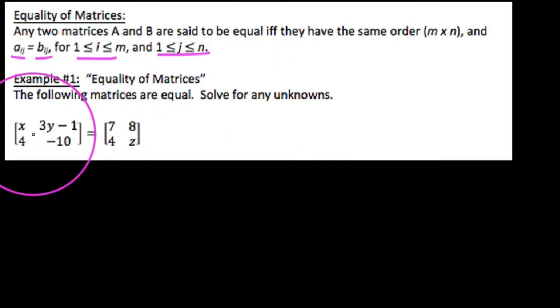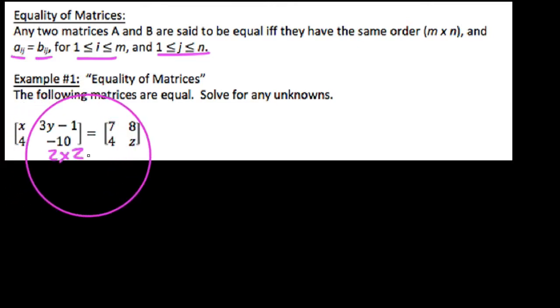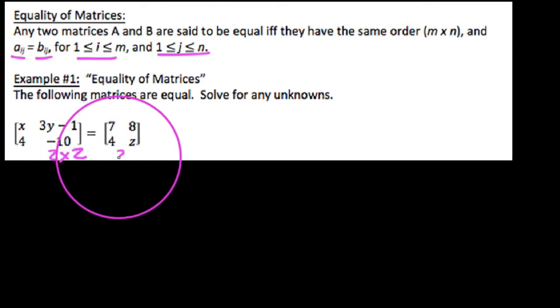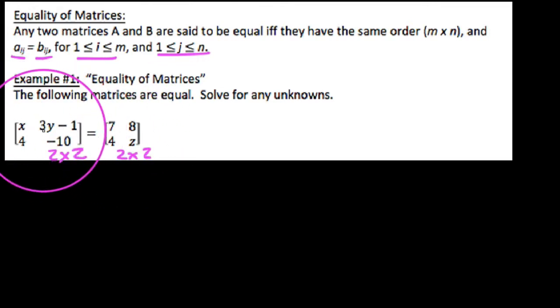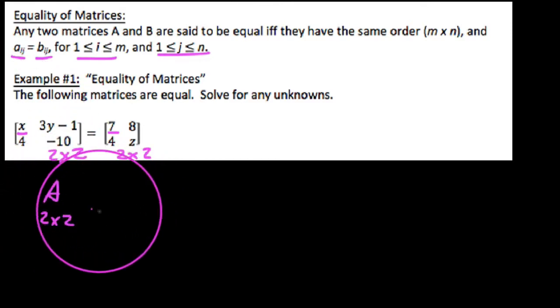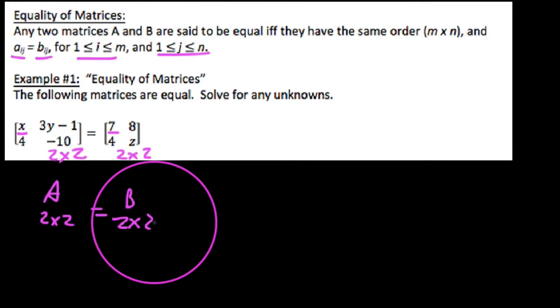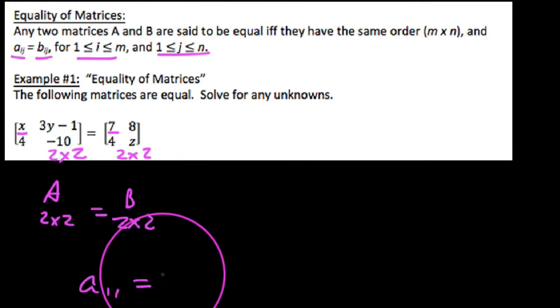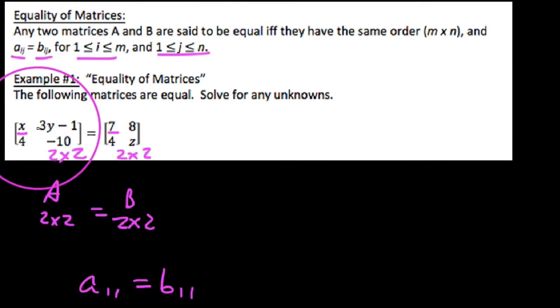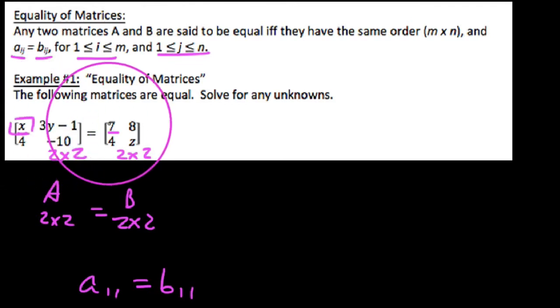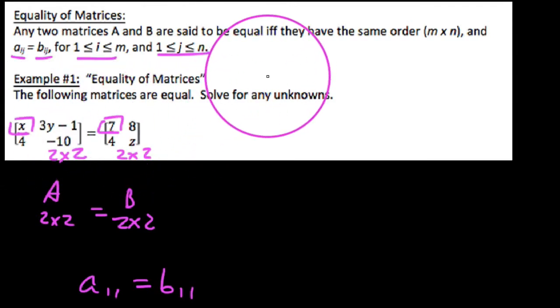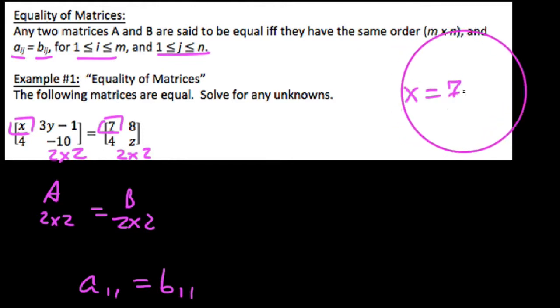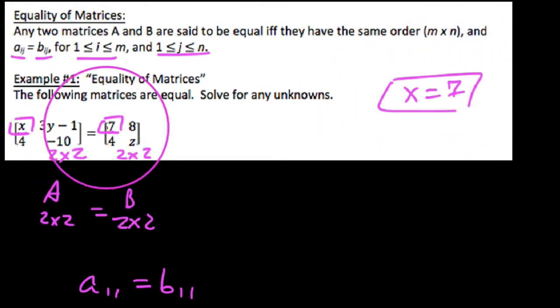Solve for any unknowns. I'd say these two matrices are equal if and only if, first of all, they have the same order. I notice that they both have 2 rows and 2 columns. And if these are equal, then things in the same spots would have to be equal. That is, if this were some matrix A, 2 by 2, and this is equal to some matrix B, 2 by 2, then a_11 has to be equal to b_11, and I'm talking about lowercase. So this x right here has to be the same thing as this 7. So if I were solving for unknowns, I could start by saying x would have to be the same as 7 because they're in the same spots.